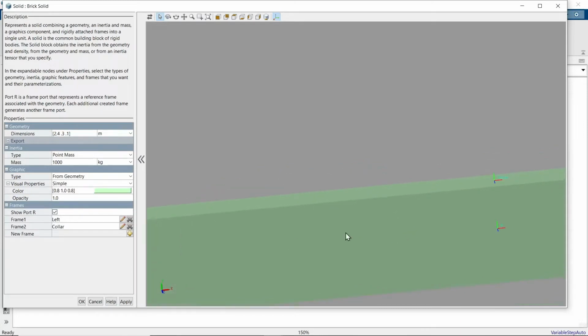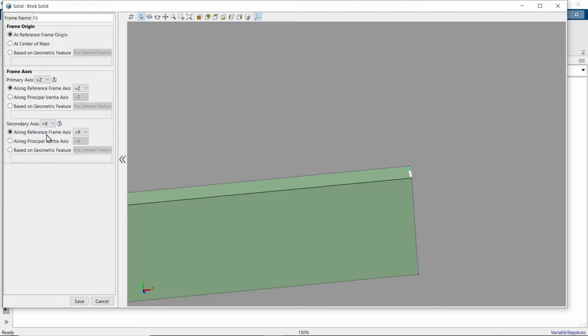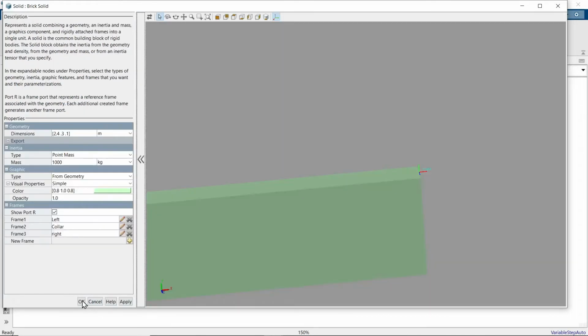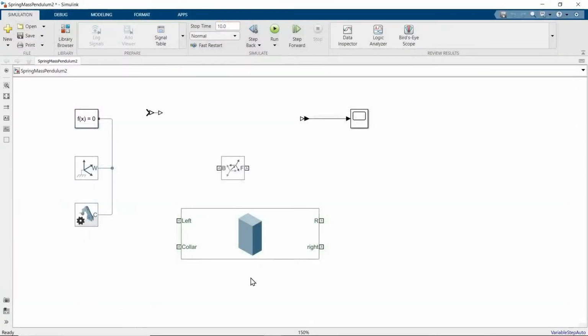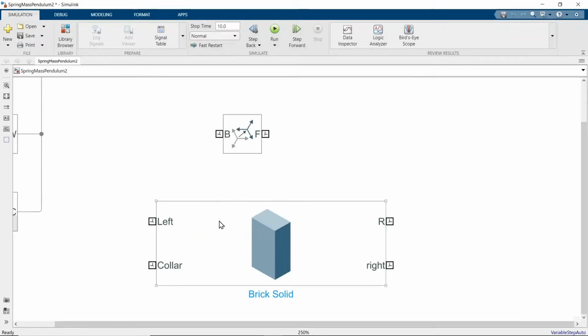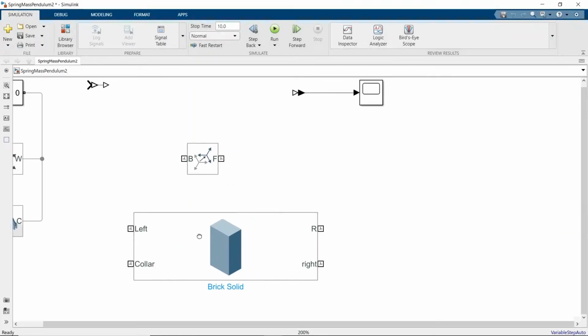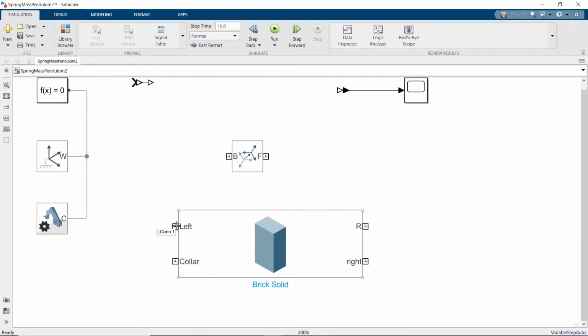Oops, shift and middle mouse button will pan. And now we select this last edge for the right based on geometric feature. Select right, save, apply and F5, and select OK. So here's our frames. So it came in nicely. The left one's on the left and the right one's on the right.